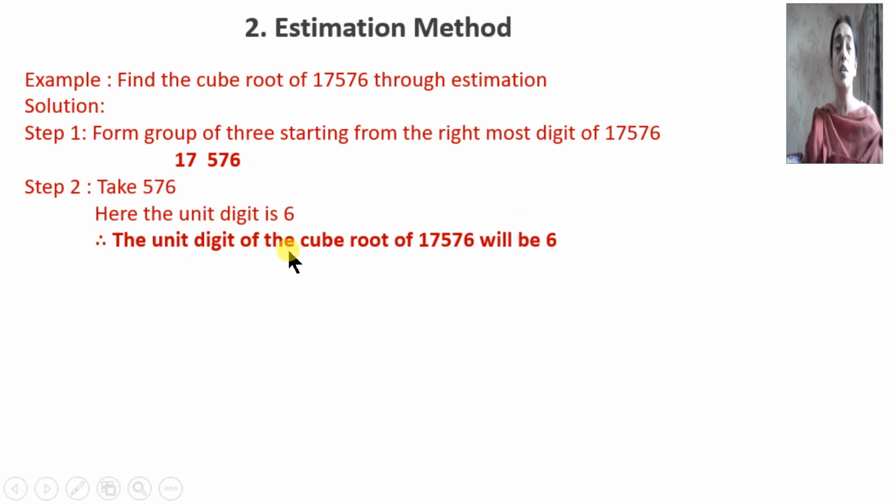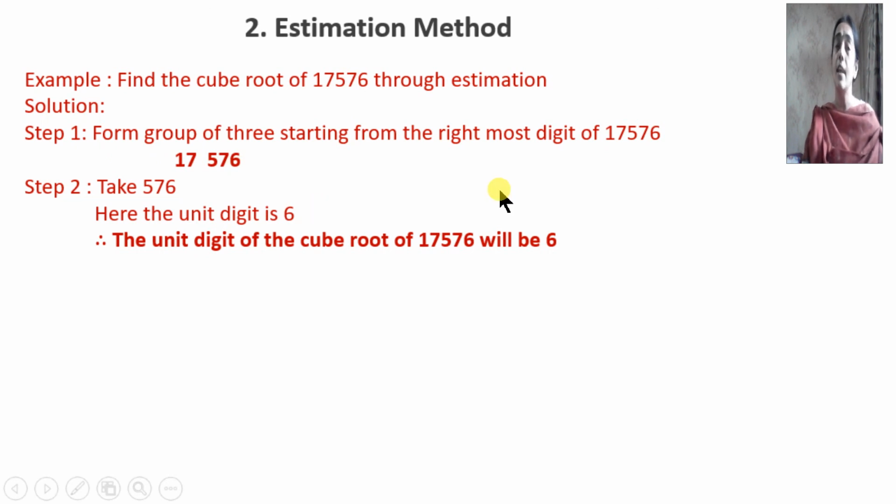Therefore, the unit digit of the cube root of 17,576 will be 6. We know that if a number has the unit digit 6, its cube will also have the unit digit 6. And if the number has 6, then the cube root will also have 6. You have to remember the properties of cube: if the number ends with 1, 4, 5, 6, 9 and 0, its cube will also end with 1, 4, 5, 6, 9 or 0 respectively. So if the unit digit is 6, then the cube root will also have 6 because it's the inverse process.